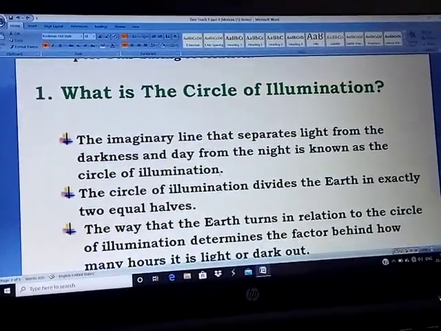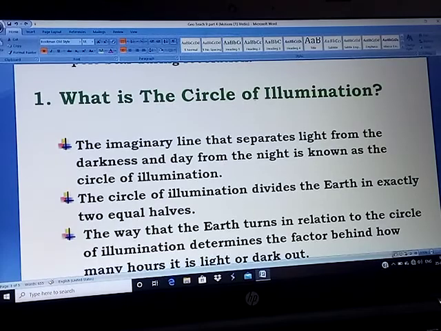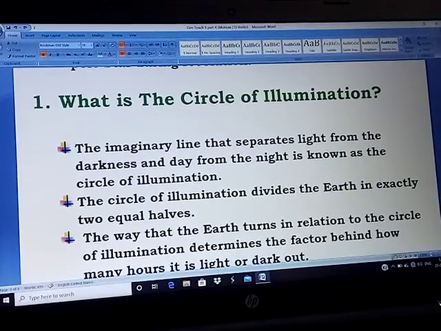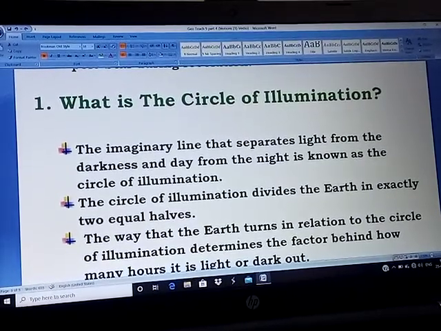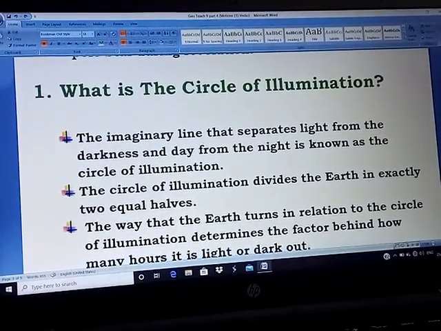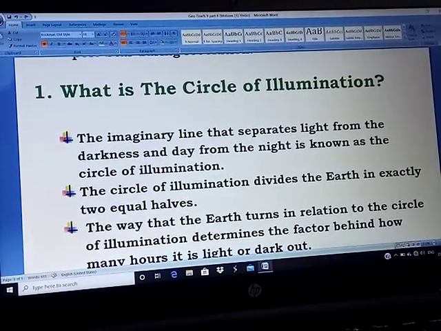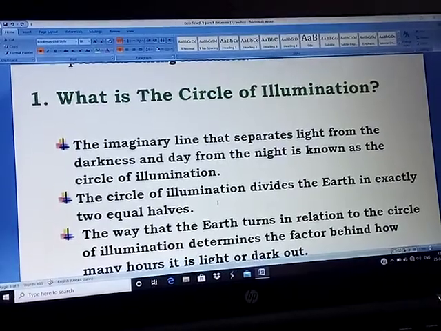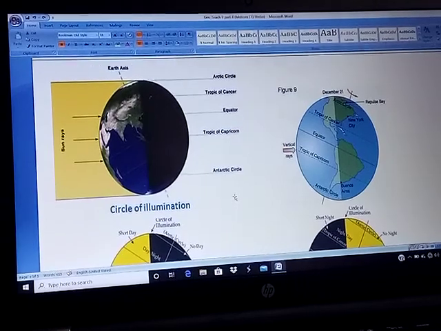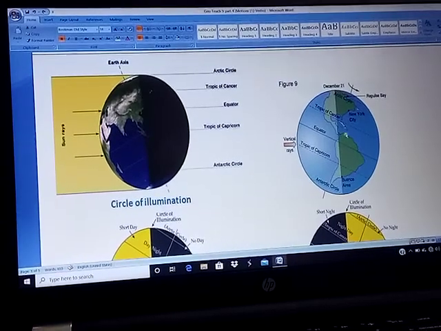Now let us know about what is called the circle of illumination. Suppose the sun is falling on one half of the earth. The earth can be divided into two parts. One half will be illuminated, means lighted. But from where? Is it from the axis? No, it is not from the axis. See, the earth is tilted. The axis would have gone in this direction.